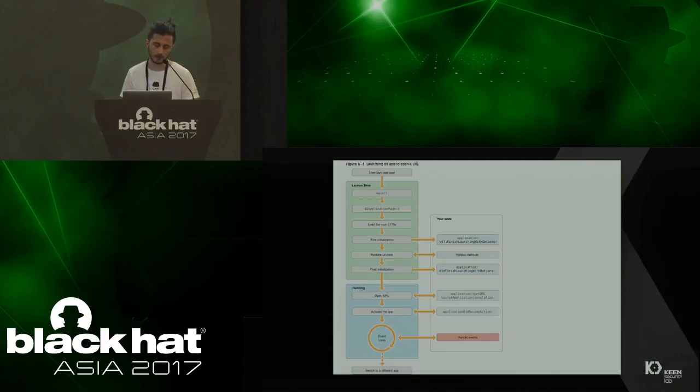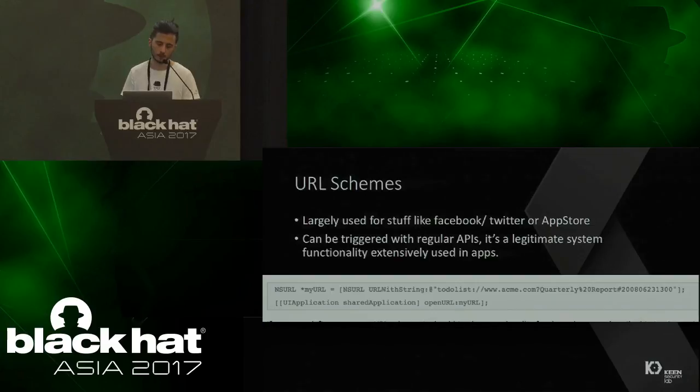So this is roughly how it works. Basically there are some callbacks in the application that get invoked when this kind of interaction via URL happens. I will not go too much into the details on this. And invoking it is fairly simple. You can just use system APIs because it's a supported functionality. It's used a lot by Facebook and Twitter, or to open the App Store. So it's a legitimate system functionality, nothing strange or bugs here.